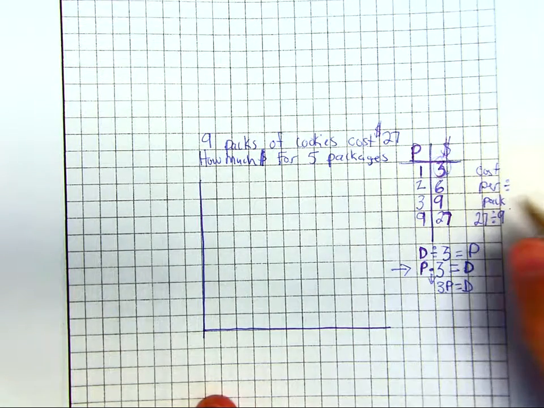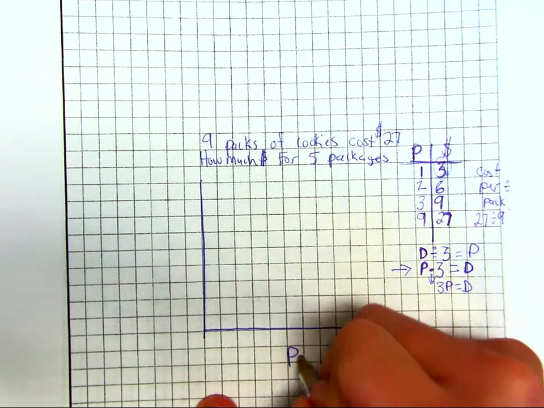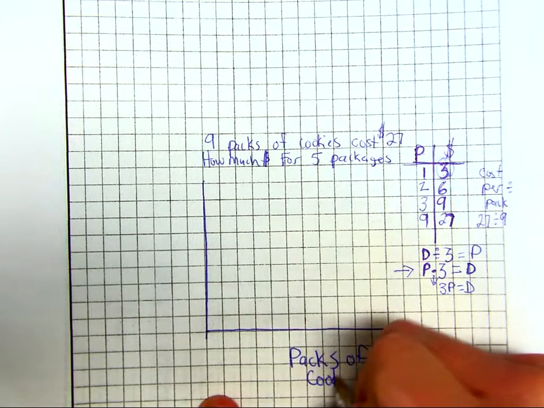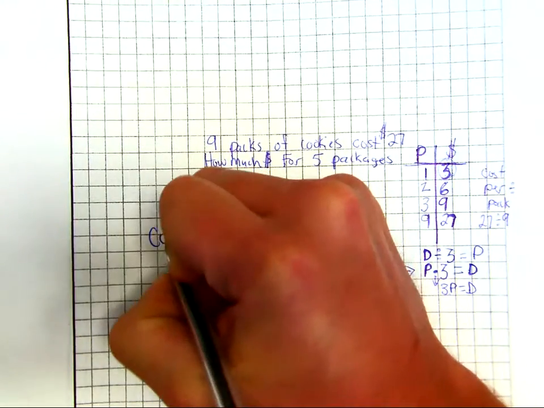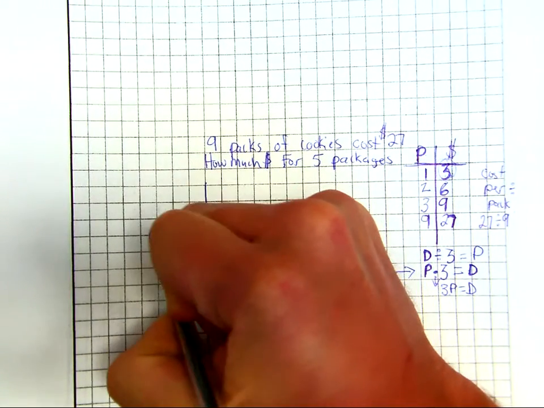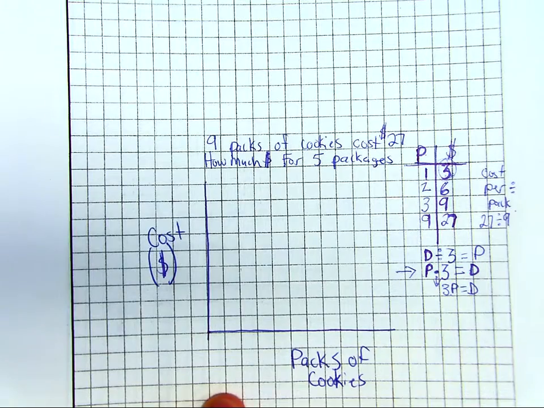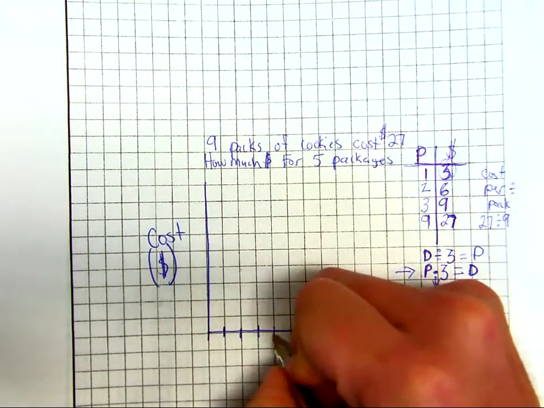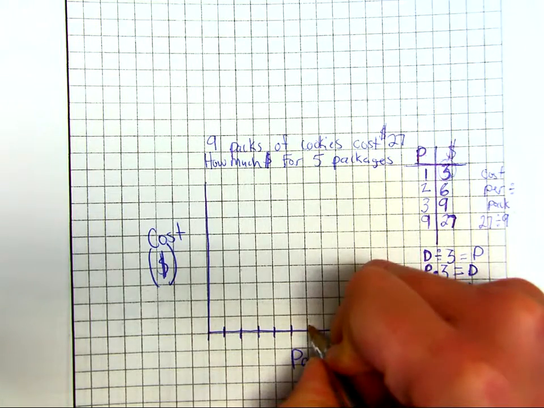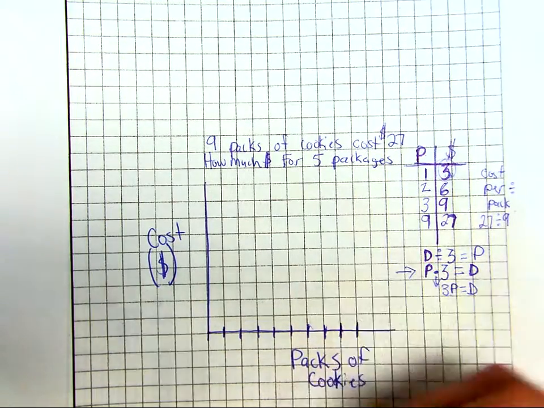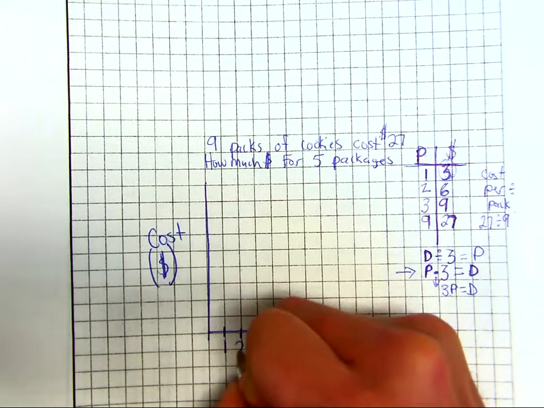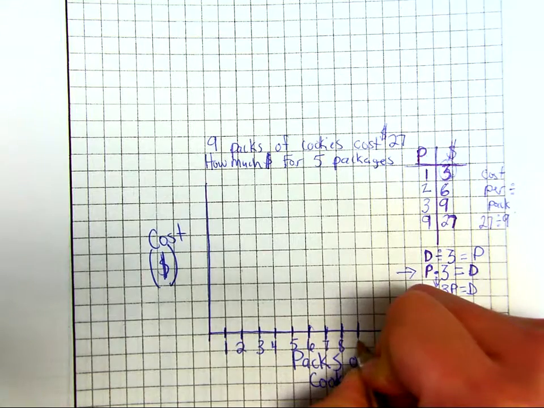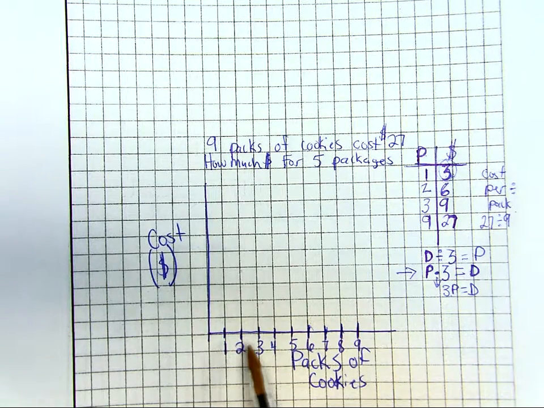Okay, and we're going to label packs of cookies and cost, and that would be in dollars. We always want to make sure we give our units there. All right, and so I'm going to say 1, 2, 3, 4, 5, 6, 7, 8, 9. I'm going to go by ones here. You don't have to go by ones. You could pick whatever increment you want, but it has to be the same.